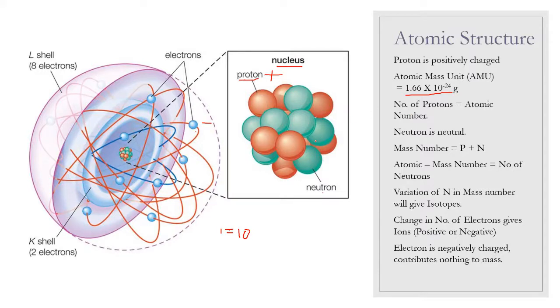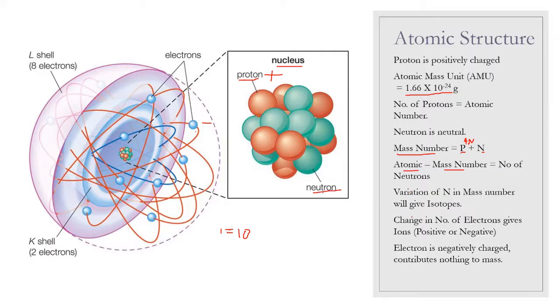So that number is called the atomic number. If you want to know the mass number, that is protons plus neutrons. Protons and neutrons together form the mass number, and protons alone give the atomic number. By subtracting the atomic number from the mass number, we get the neutrons. If there is any difference in the number of neutrons, they will form isotopes.